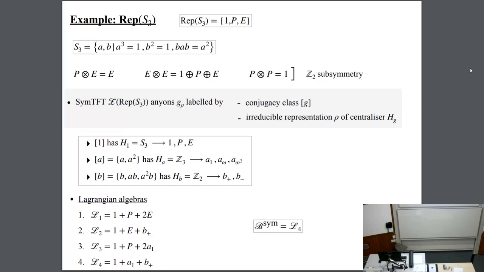So in S3, I have the conjugacy class of the identity, which of course has the full S3 as its centralizer. So I get 3 lines labeled by a representation of S3. Then I have the A conjugacy class. A is one of the cyclic permutations. It has a Z3 centralizer, so I get 3 lines labeled by a Z3 representation, which I denote by omega.